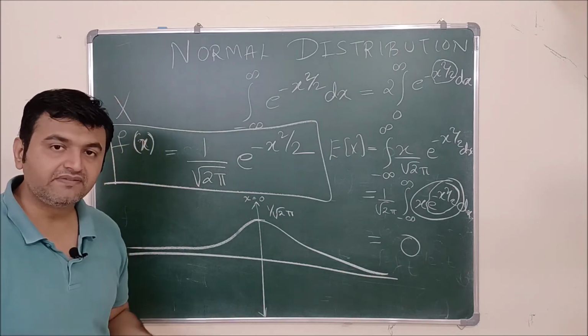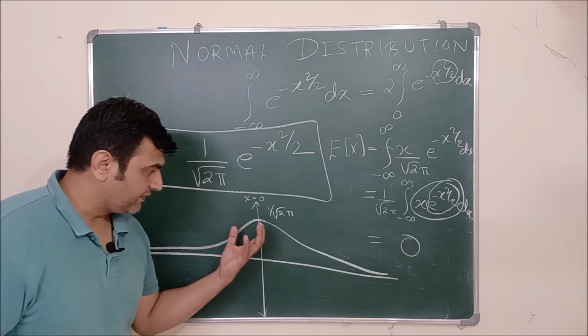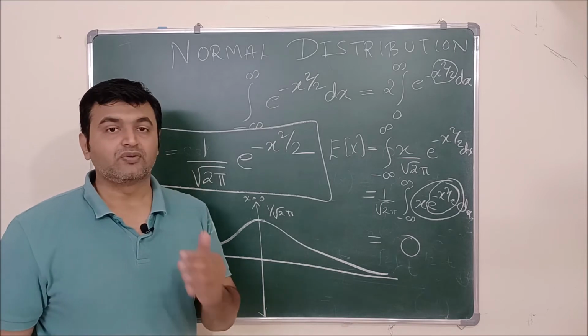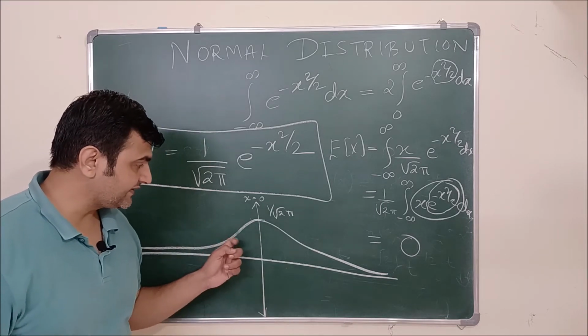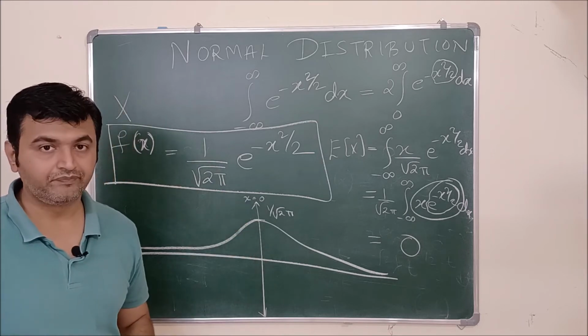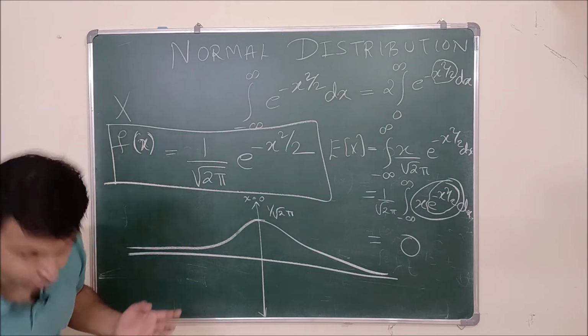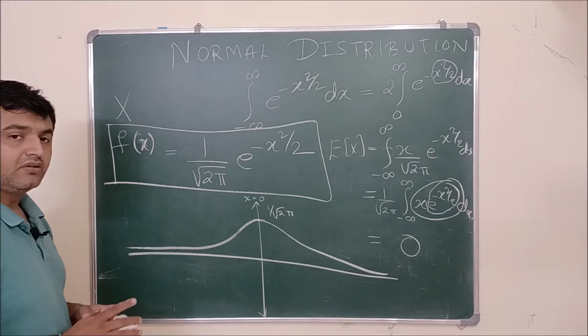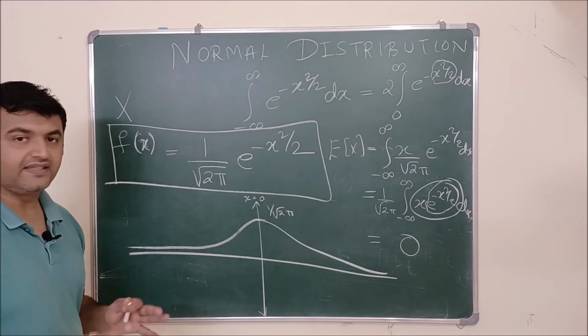In general we will see the bell-shaped curve is always symmetric about its mean. In this case, it is symmetric about the x equal to 0 line. That means it is symmetric about the mean. Now you may ask, you have found the mean, what about the variance? So let us try to find the variance.